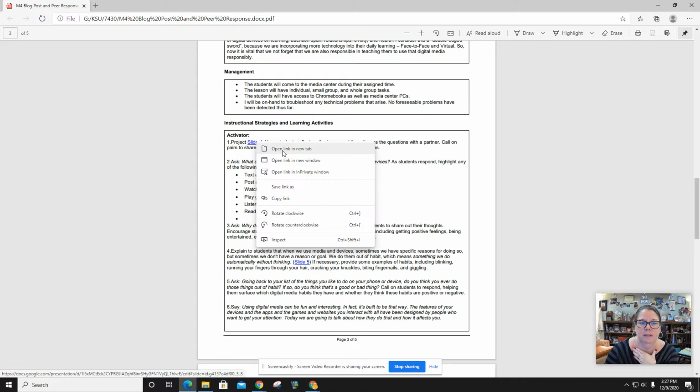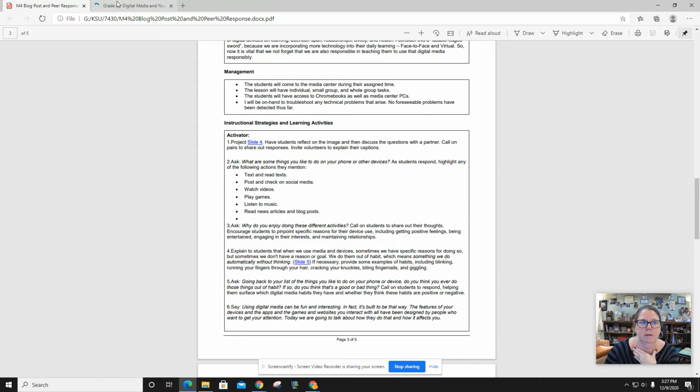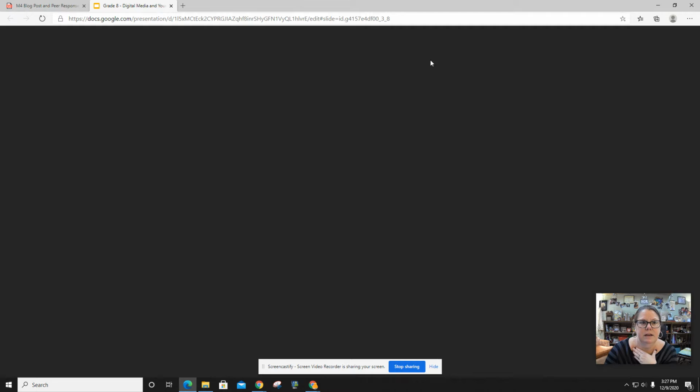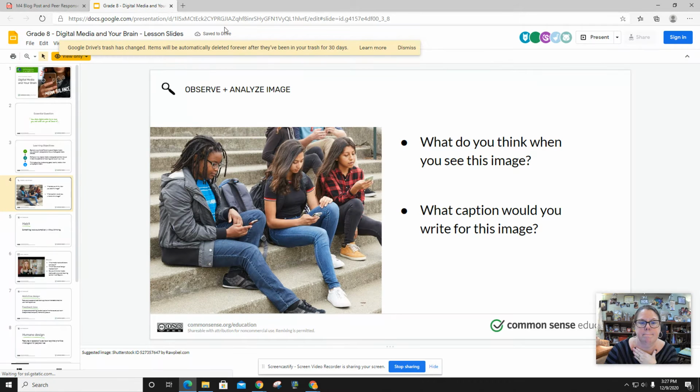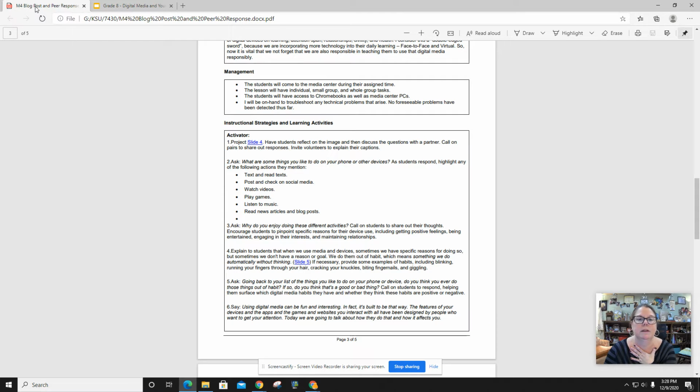So I'm going to open this, and hopefully we'll be able to take a look at it right here. That's this one. This is your activator. What do you think when you see this image? What caption would you write for this image? I'm a language arts teacher at heart, so that's where I naturally go to, is the writing. And I've also worked with ELLs, and writing is so important as well as reading. So anyway, it kind of goes through some things with the kids.